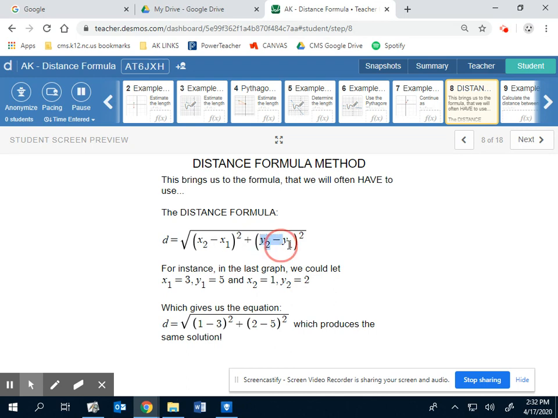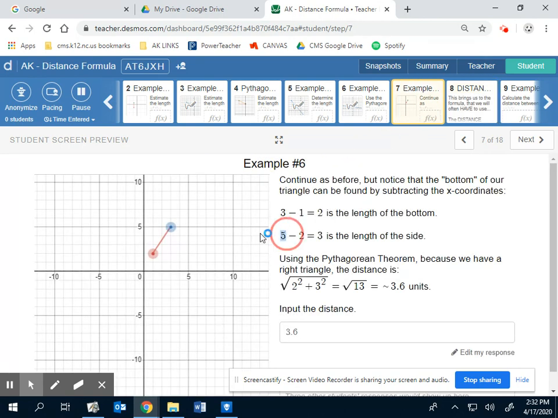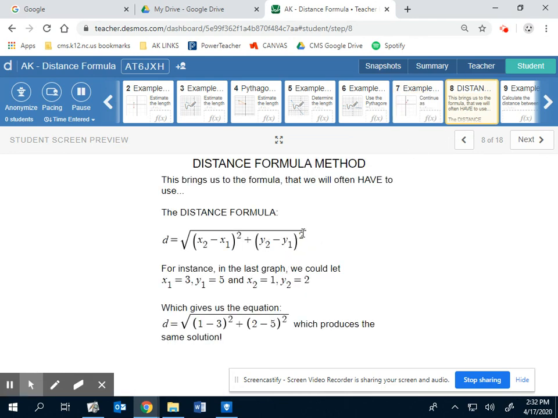And the same thing happens for the vertical distance. Our second y, in this case, was 5. That was our second y, 5, and our first y, 2. We subtract 5 minus 2, and that gives me 3. So then we square that, 3 squared.